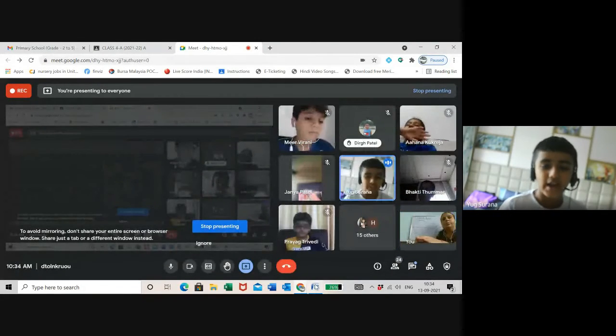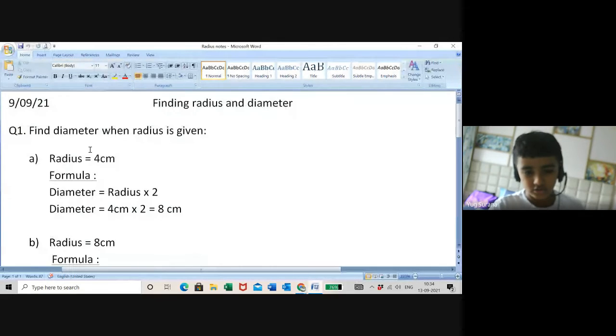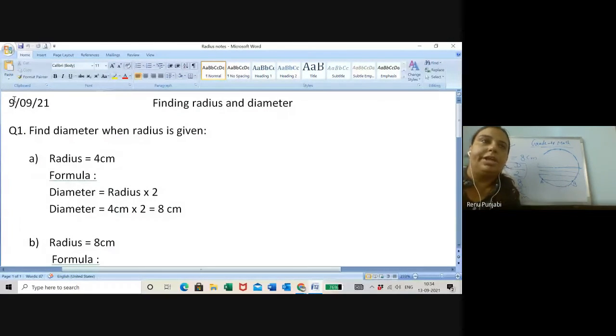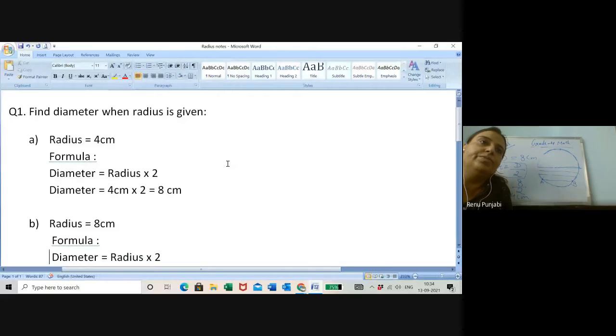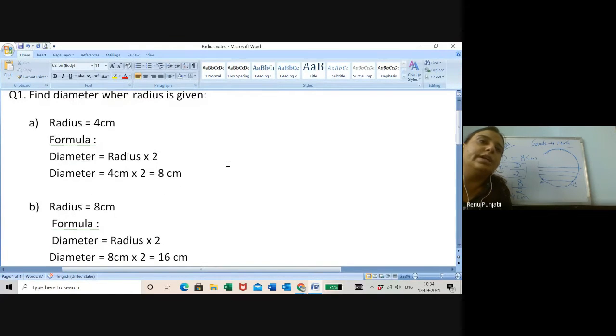So, we can start making our sum also. See this. You can write here your date today, which is 13, and start writing this sum, finding radius and finding diameter. There are two different types of questions I'll give you. First is find diameter when radius is this. You can either write this or you can write your own also. Radius is 4 centimeters, so diameter equals radius multiplied by 2, which is 8 centimeter. Second question is radius is 8 centimeter, diameter equals radius multiplied by 2, which is 16 centimeter.